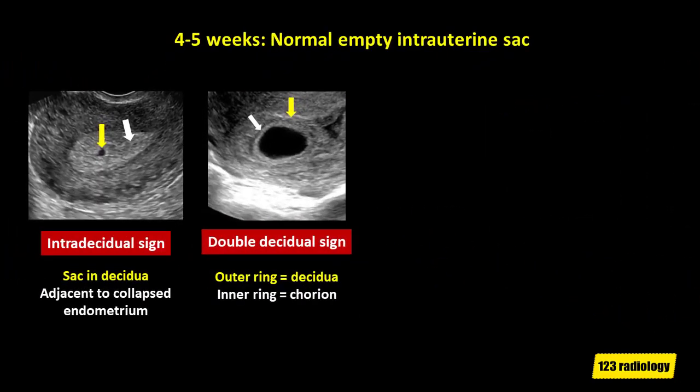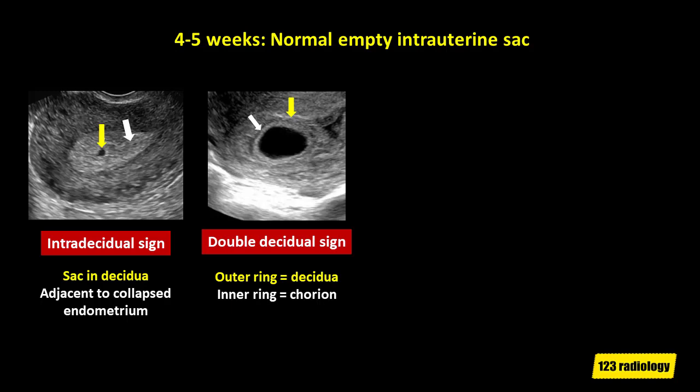If we don't have a yolk sac within a gestational sac, there are other signs that we can use to diagnose an IUP. So, at 4 to 5 weeks it is normal to have an empty intrauterine sac. The image on the left shows the intradecidual sign. The yellow arrow shows a sac-like structure that is embedded eccentrically within one of the decidua, located adjacent to a collapsed endometrium. The image on the right shows a double decidual sac sign.